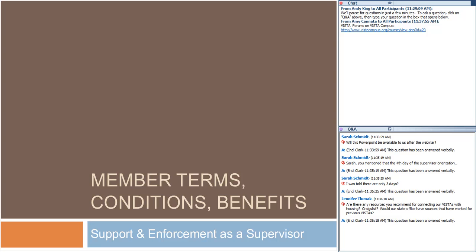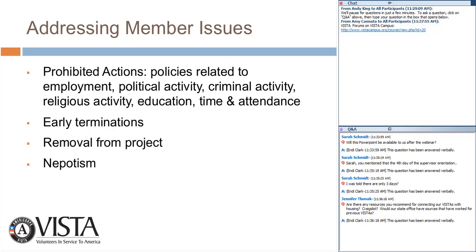With that being said, we're going to dive into the VISTA member terms, conditions, and benefits, and I will start by addressing some member issues. Later we will talk about where you can access more information. The first thing I would like to talk about specifically are prohibited activities for VISTA members. There are policies related to VISTA members participating in outside employment, political activity, religious activity, and education during their VISTA member service term. There are also policies related to criminal activity during their service term and VISTA members' time and attendance.